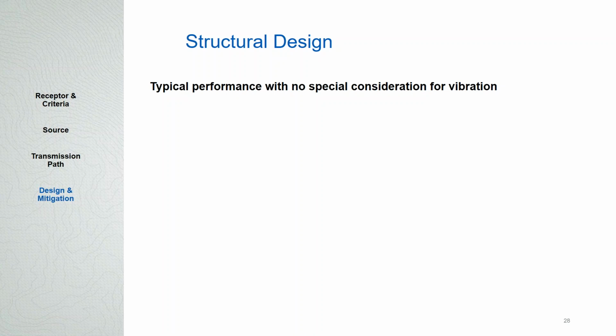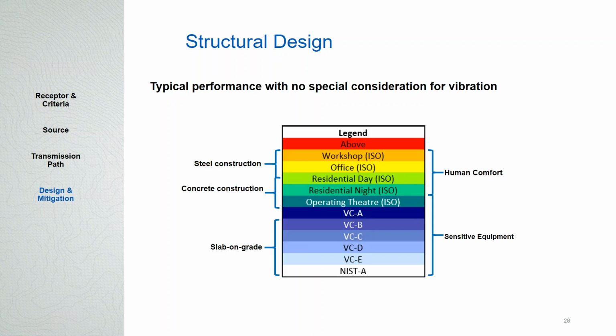So this is very high level, these are ballpark sorts of numbers, but if you've got a steel structure with maybe a standard 30-foot by 30-foot bay, without any consideration for vibration, you might be expecting your steel structure to be at the workshop to residential day sort of vibration levels, okay? And that's important because those are perceptible, right? That's the human comfort range.